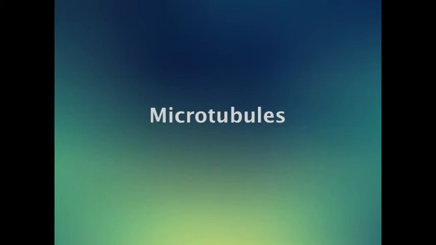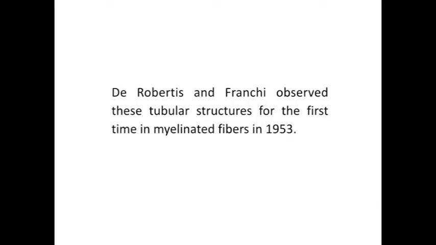The observation under the electron microscope revealed the presence of cytoskeletal fabric in most eukaryotic cells. They are formed by microtubules, microfilaments, and intermediate filaments. First, let us take up microtubules. The microtubules are structures universally present in the cytoplasm of eukaryotic cells and are characterized by their tubular appearances. De Robertis and Franchi observed these tubular structures for the first time in myelinated fiber in 1953.